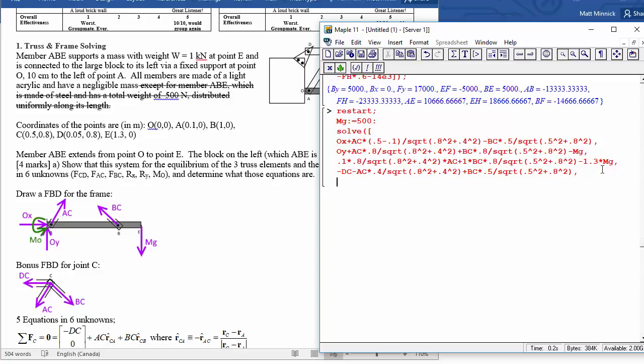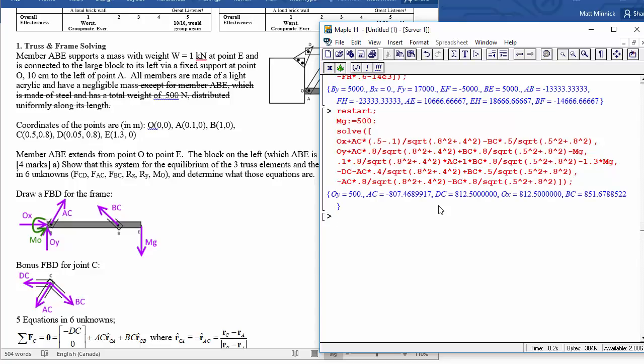And then so that's in the x, and then in the y direction we've got again the opposite of what's going on with AC and BC there. So we've got minus for the AC and a minus for that BC component. Okay, so that should be it. Yeah, we were able to solve for everything. So we've got OY has to be 500, AC is negative 807, 812, 812, and 851.